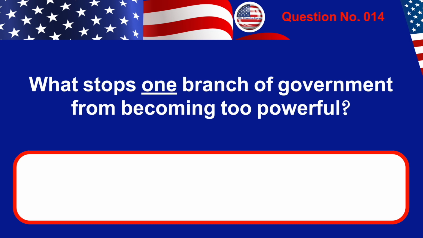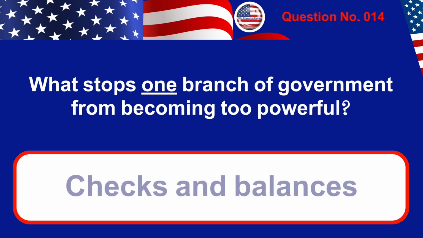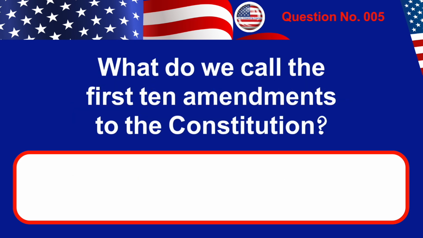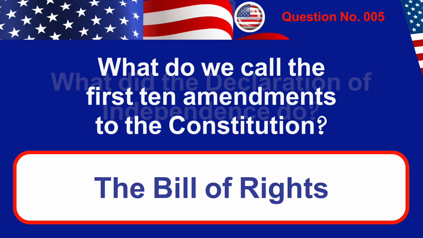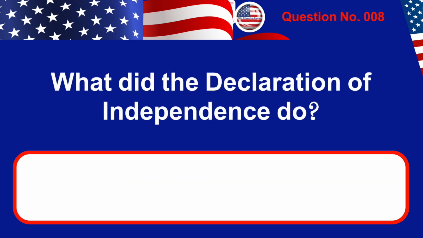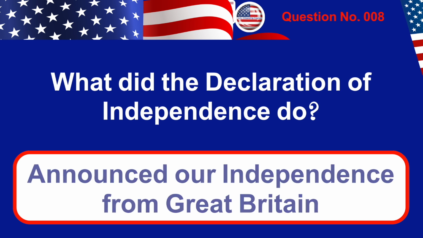What stops one branch of government from becoming too powerful? Checks and balances. What do we call the first 10 amendments to the Constitution? The Bill of Rights. What did the Declaration of Independence do? Announced our independence from Great Britain.